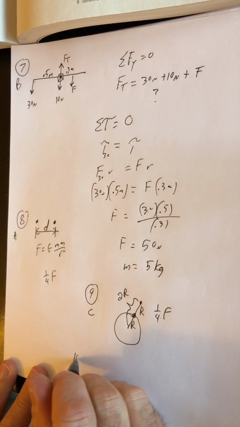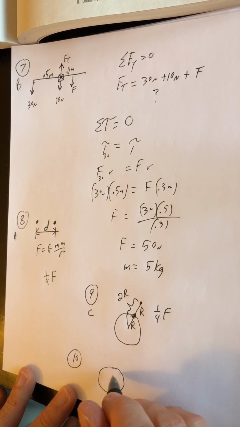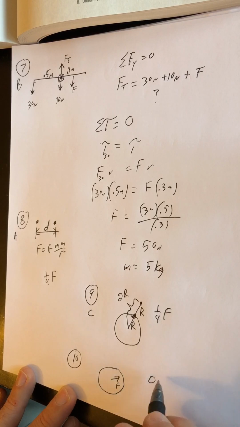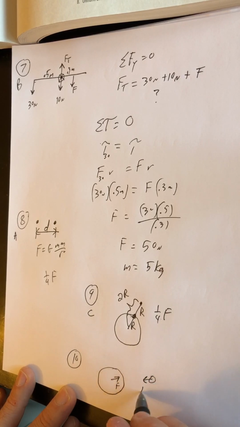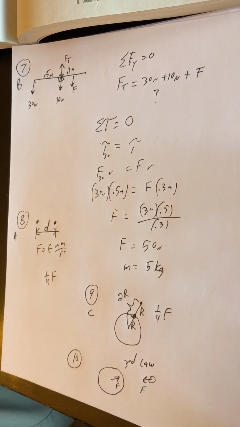Then in number 10, even though I have a large planet and a small planet, Newton's third law tells us that those two forces have to be equal. So 10 is also going to be choice number C.